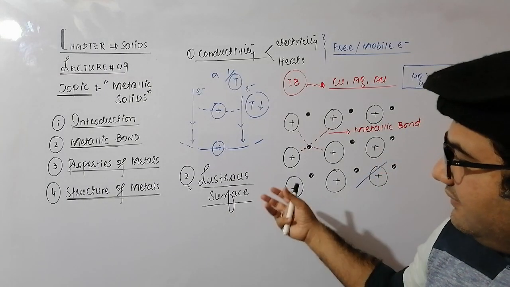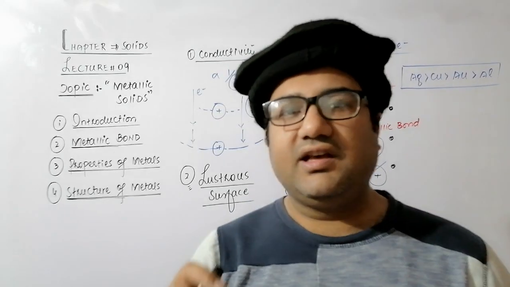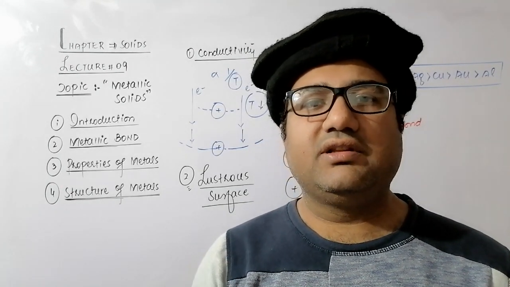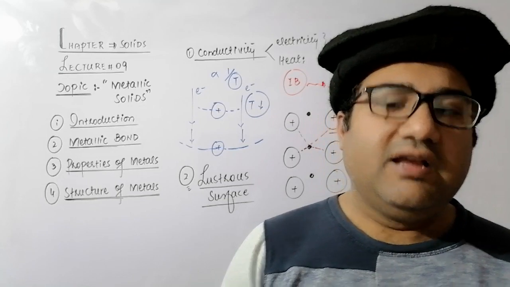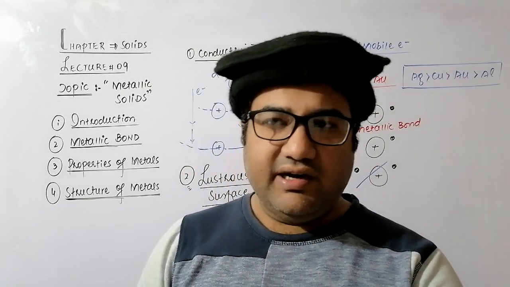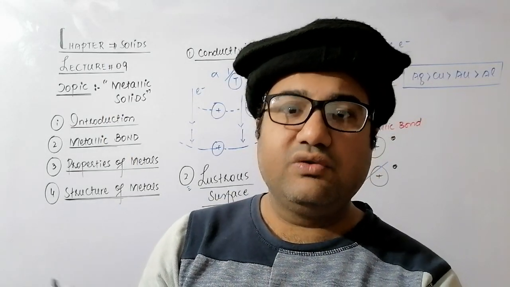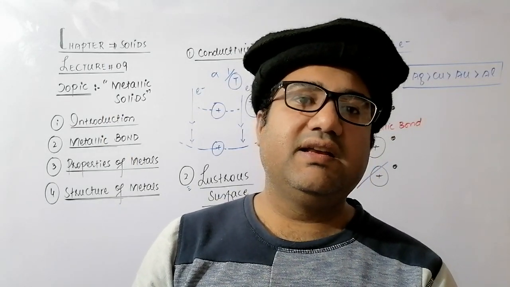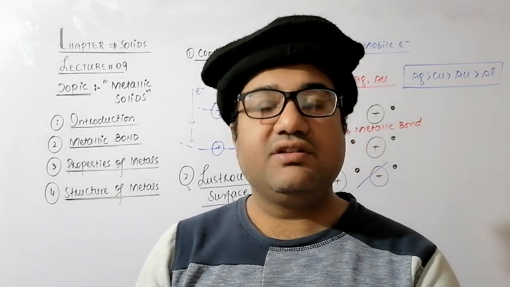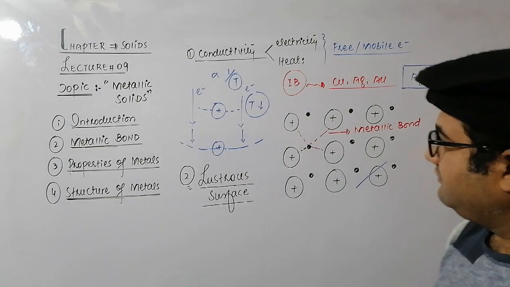And the reason for this luster is not, listen very carefully, the reflection of light. Because usually when we see some metal, we observe that light falls on the metal and is reflected, so that's why the metal looks shiny. But actually the case is not that. The reflection of light is not responsible for the lustrous nature of the metal.